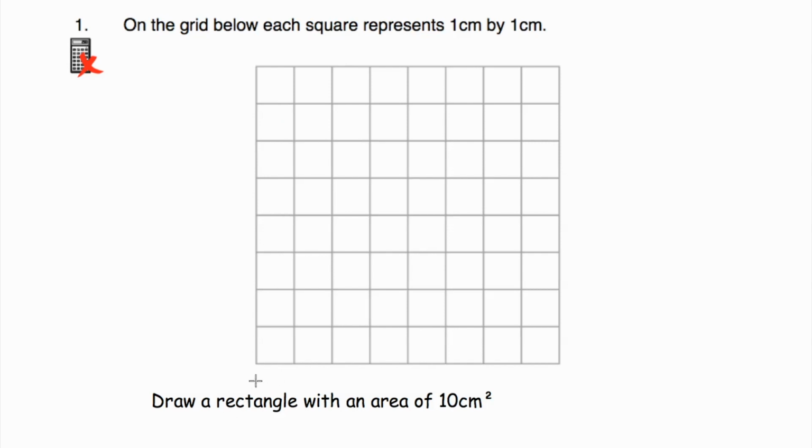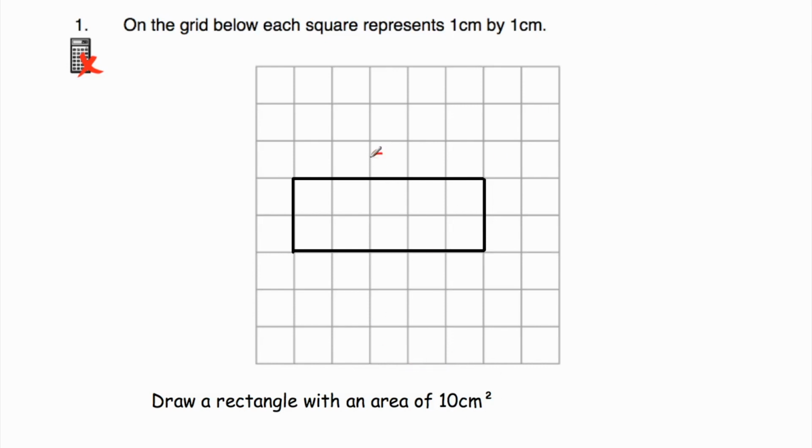In terms of our rectangle, we could draw a 10 by 1 rectangle, but that probably wouldn't fit on this grid. So I'm going to draw a 5 by 2 rectangle. I'm going to do 5 centimetres across, 1, 2, 3, 4, 5. And I'm going to do a width of 2 centimetres, 1, 2, and then go across and then join up. So that's a 5 centimetre by 2 centimetre rectangle, and it should have an area of 10 centimetres squared.